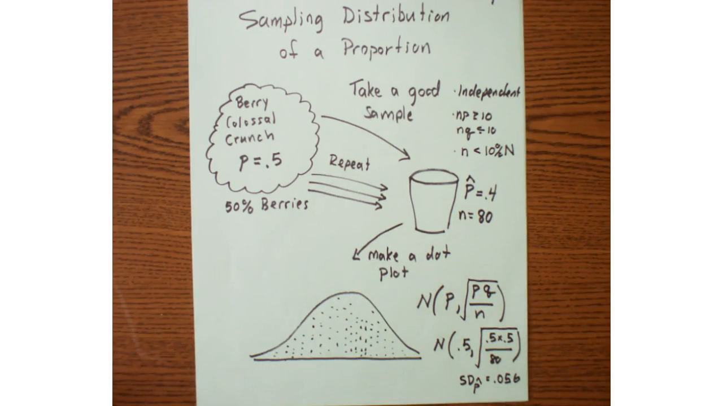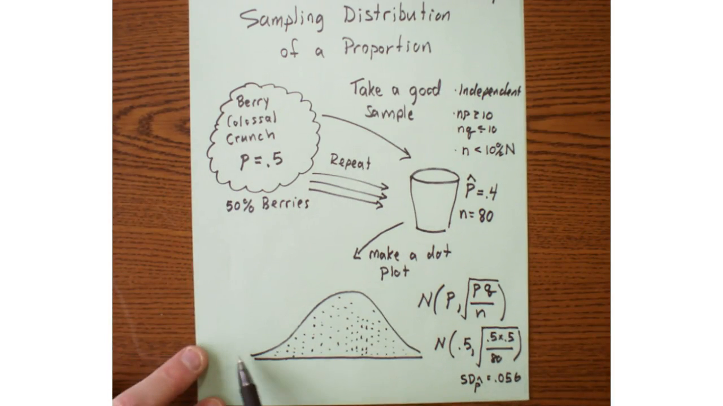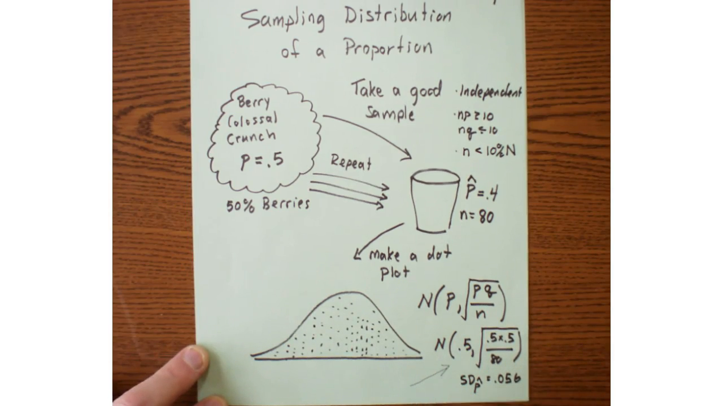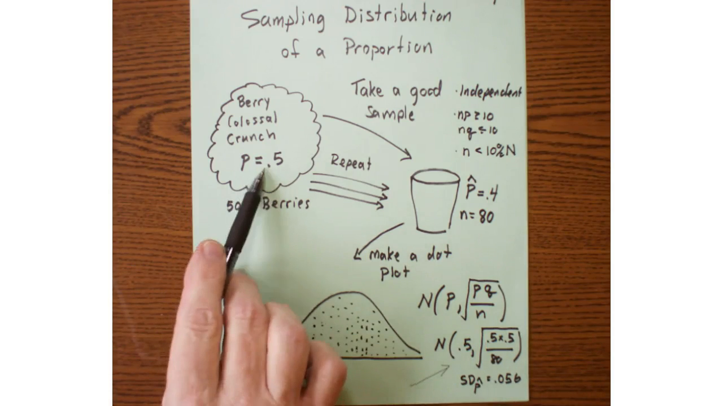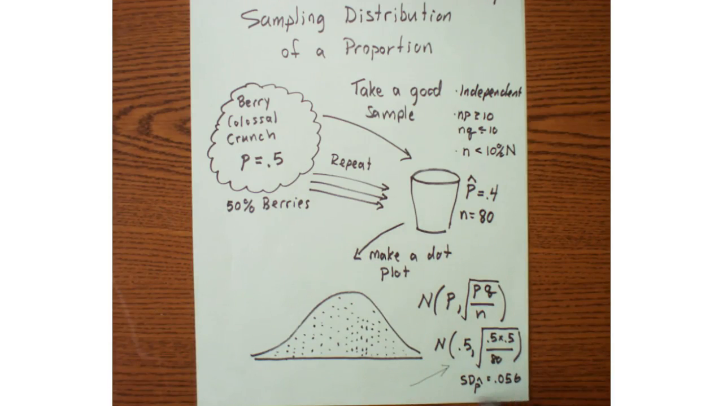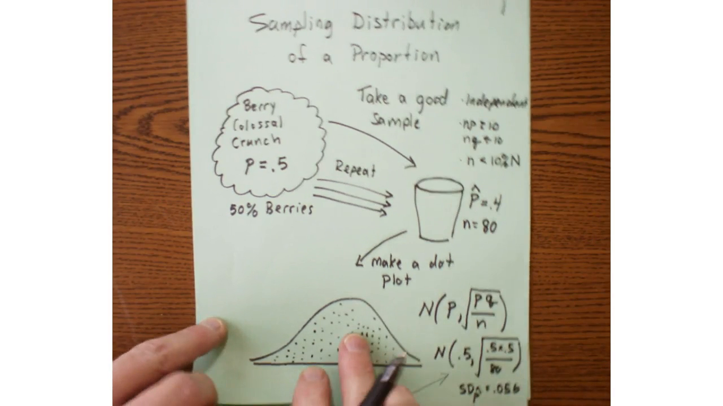I do this over and over and over again, and the central limit theorem tells us that this dot plot will be somewhat bell-shaped, and that bell shape can be described by this model, where the mean is 0.5, which is what our population is, and the standard deviation is the square root of 0.5 times 0.5 over 80. And that turns out to be 0.056.